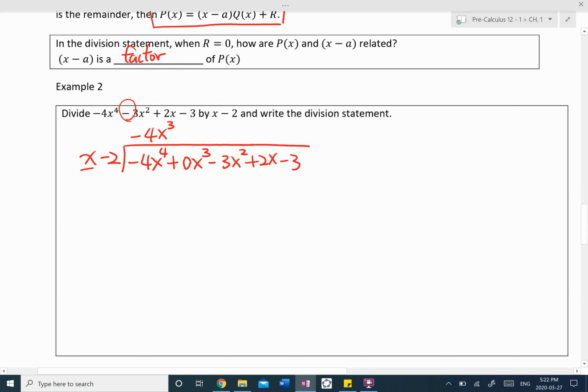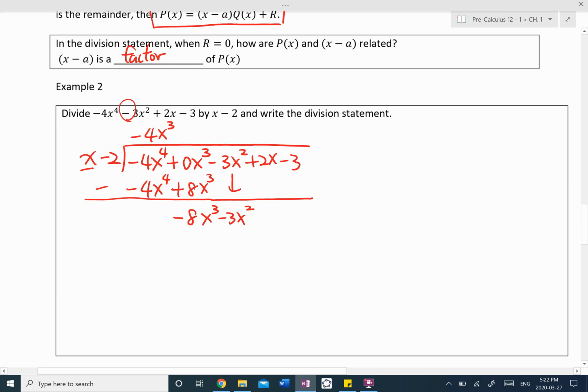Okay, so let's do that. If you multiply by negative 4x cubed, you should get negative 4x to the power of 4 plus 8x cubed. And again, we need to subtract. Negative 4 minus negative 4 is 0. We have 0 minus 8, which is negative 8. We keep the x cubed there. Bring down the next term, negative 3x squared.